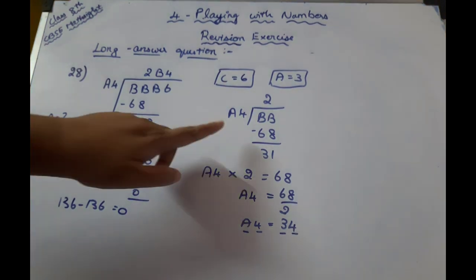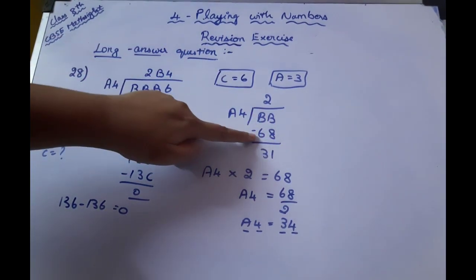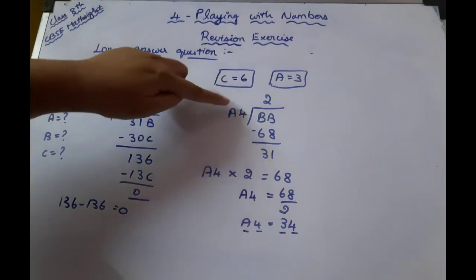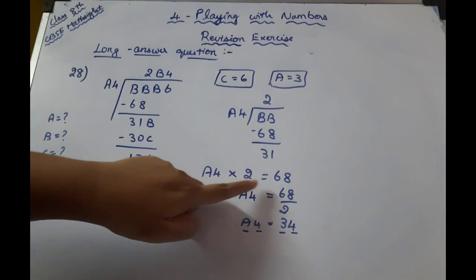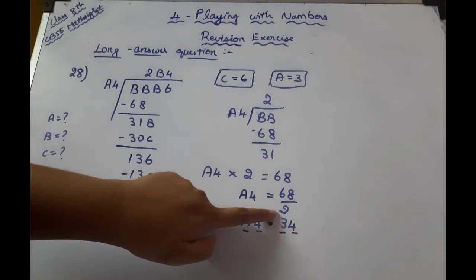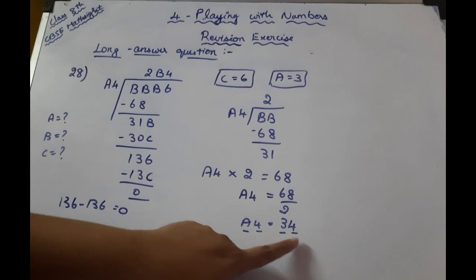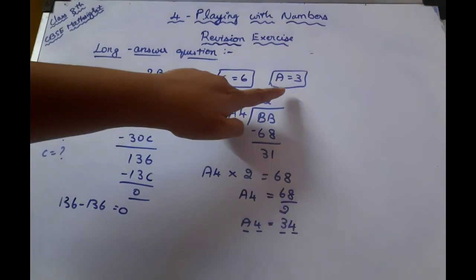Okay, so we have taken the first step. A4 multiplied by 2 gives 68. So we are going to take only the first step. A4 into 2 gives 68, which means when 2 goes to the other side, 68 divided by 2 gives 34, which means A4 is nothing but 34. So A value is 3.